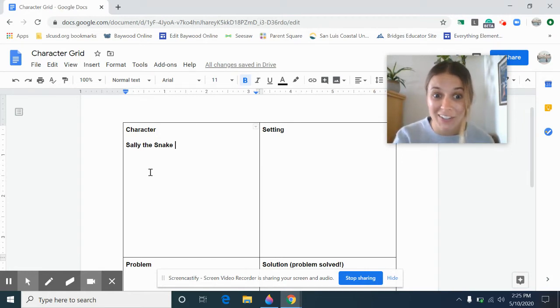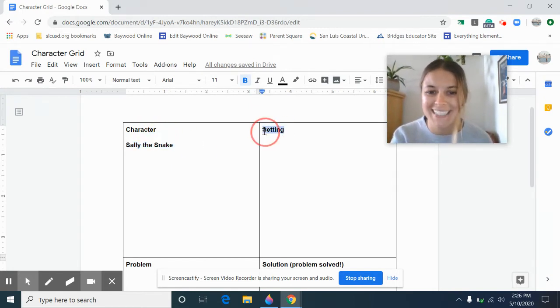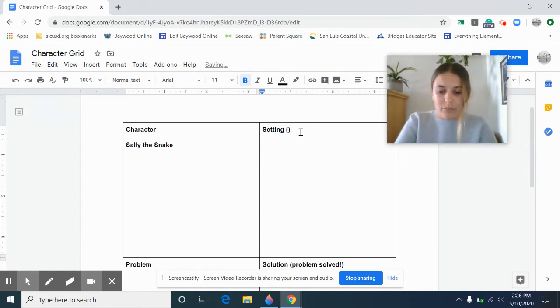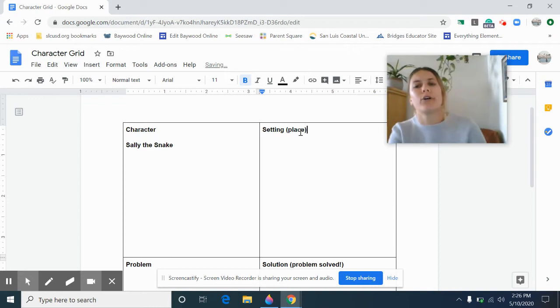Awesome, writers. So we've got our character part down. Let's go to the next square. The next square says setting. And the setting is like the place that you're in, right? So I'm going to add that here. It's a place. So let's think.